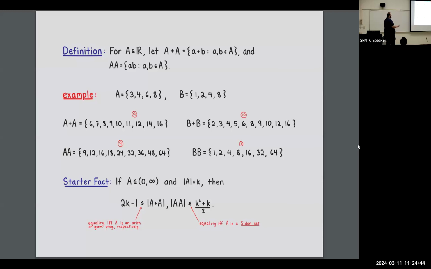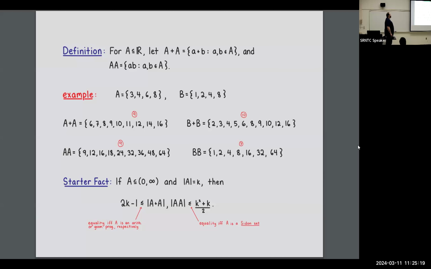If you look at this and play around with it, you sort of see what's going on. Why does this have 9 and not 10? Well, it's because 4 plus 8 is the same as 6 plus 6. So there's a repeated representation there, and the number of distinct elements is 1 less than it could be. And that's why B times B has so few elements, because there are lots of repeated products amongst these powers of 2. 1 times 8 is 2 times 4. 2 times 8 is 4 times 4, etc.